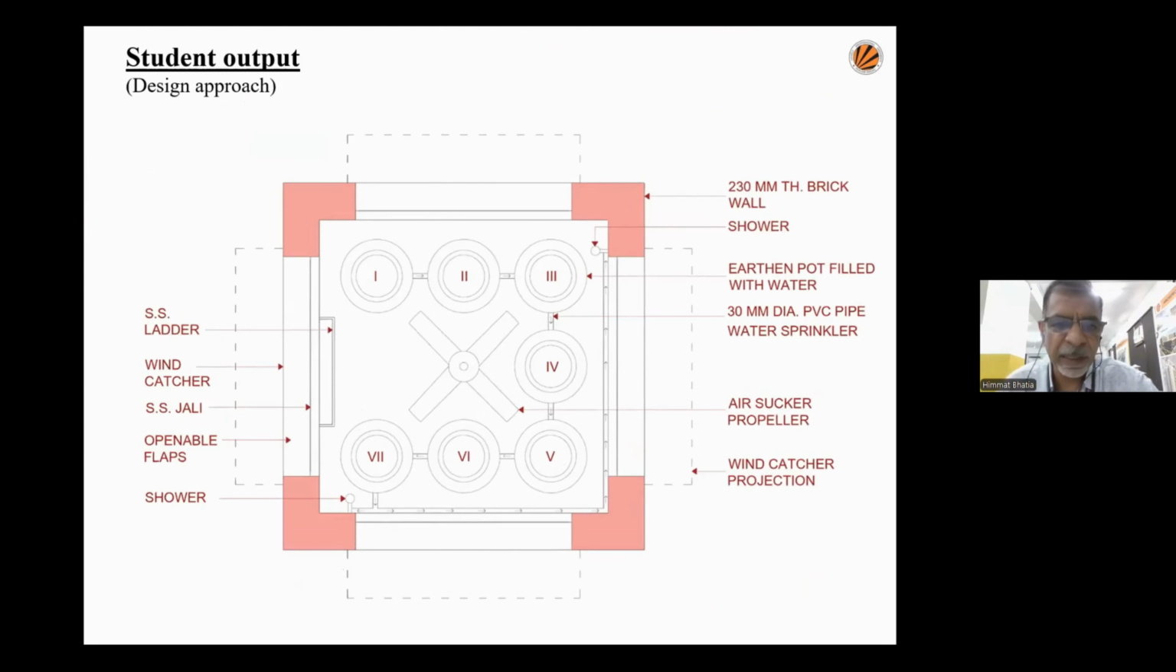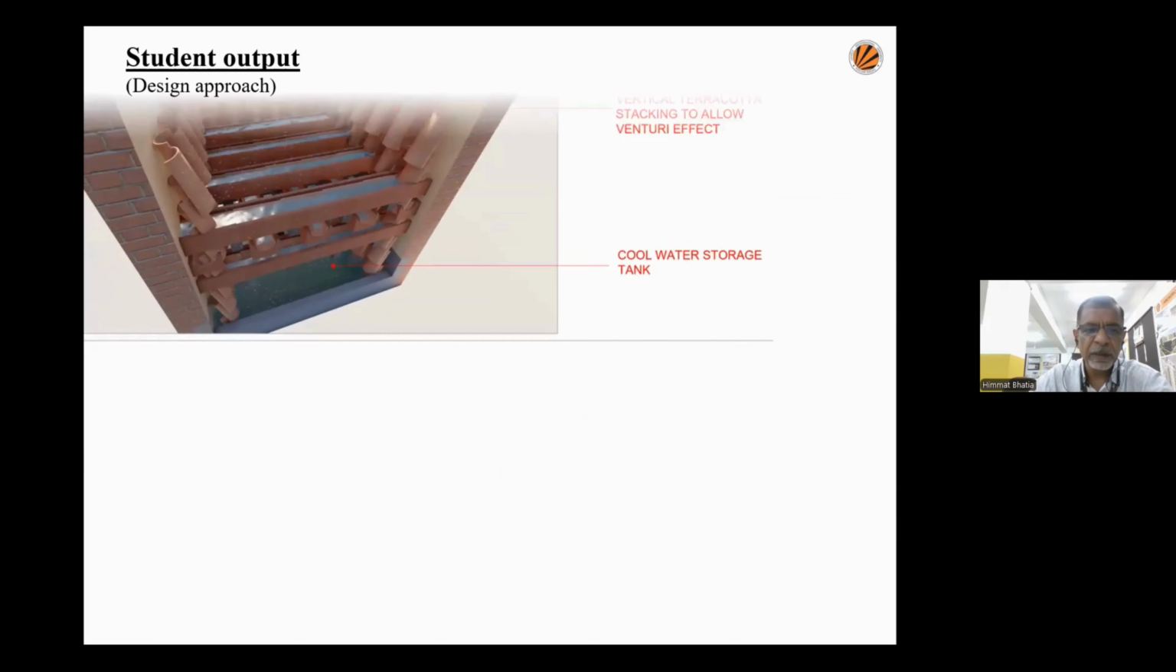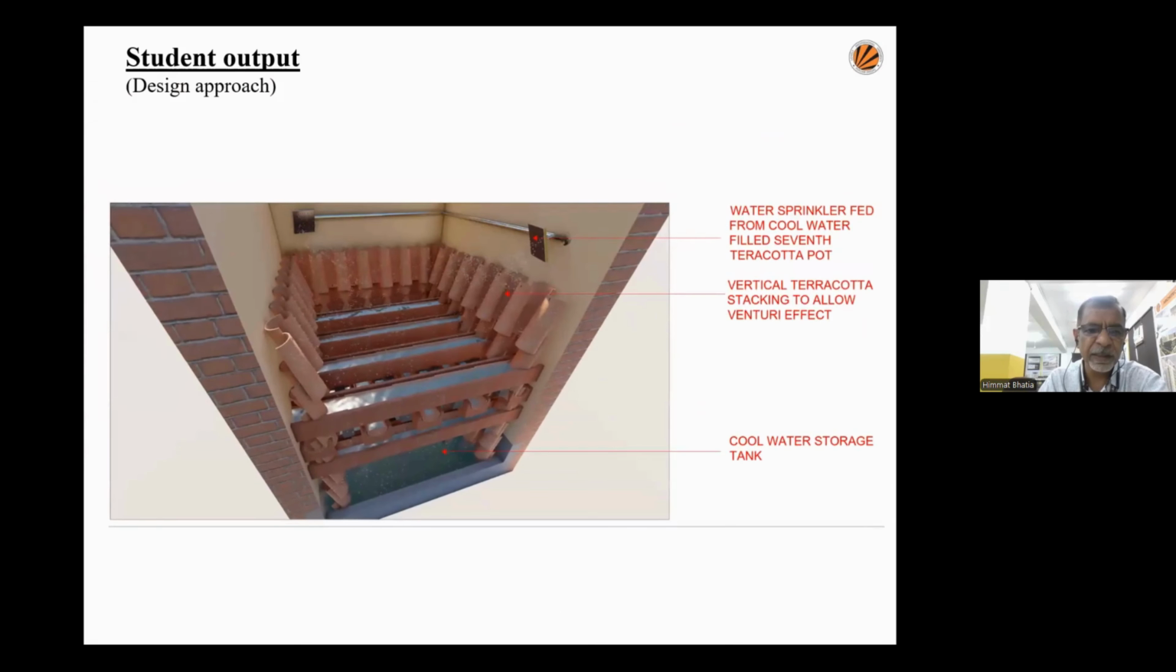So if you look at the plan, at the first number, the propeller is in the middle. That will allow it to suck the air from the window outside. And the first will be filled with the water. It will be transferred to the second, third, fourth, fifth, sixth, and seventh. And from the seventh, the water will be cooled down, and this cooled water will be sprinkling onto the terracotta tiles. This is a conceptual sketch which we have done.